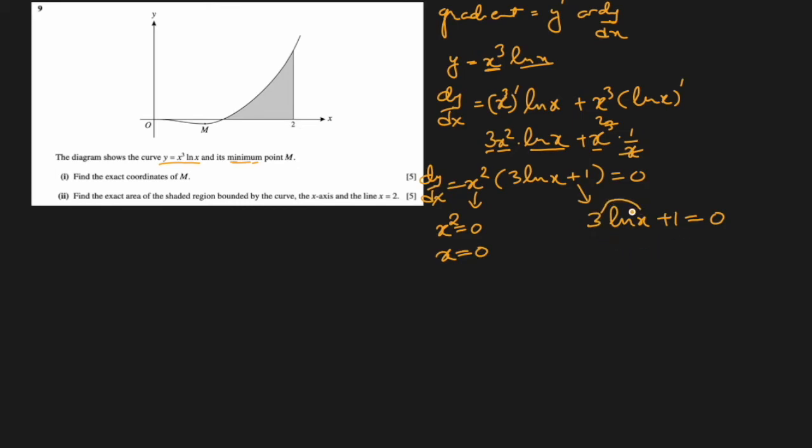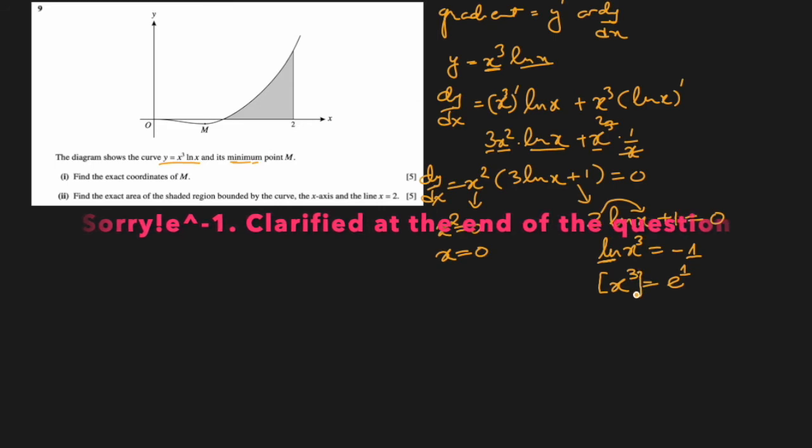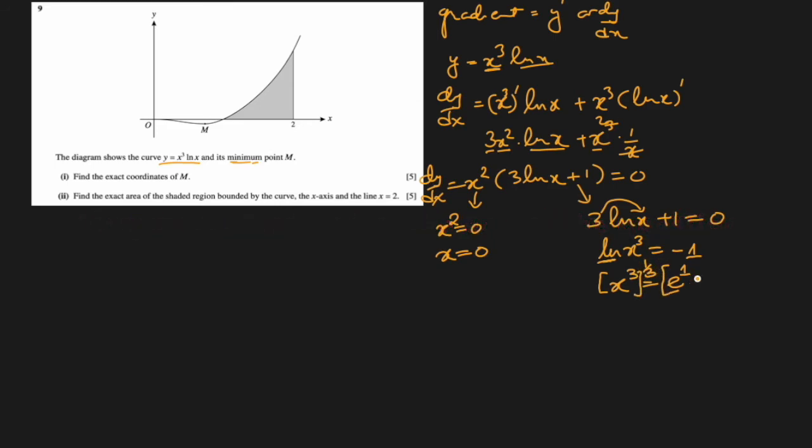Let's take minus 1 to the other side, and bring this 3 and make it the exponent of x. So ln x equals minus 1 over 3, and if I want to remove ln, the other side becomes e to the power minus 1 over 3. Let's say x is e to the power 1/3 after cube rooting, giving exponent 1 over 3 to both sides, where 3 and 3 cancel. x is e to the power 1/3. This is the x coordinate of M.